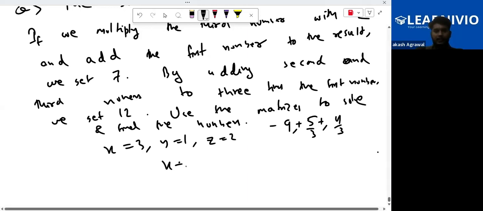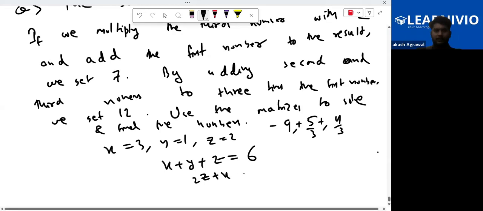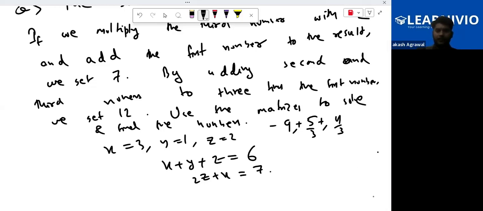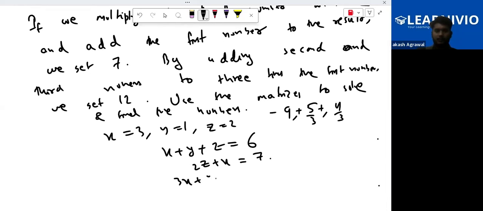So we have 3 equations. X plus Y plus Z equals 6. Then they're saying multiply the third number, so third number with 2, so 2Z, and add first number, X plus 2Z, and this becomes 7. Then we have by adding second and third numbers to 3 times first number, so 3X plus Y plus Z, and that equals 12. These 3 equations you have to solve and get the answer.